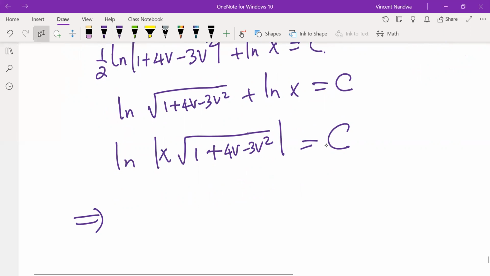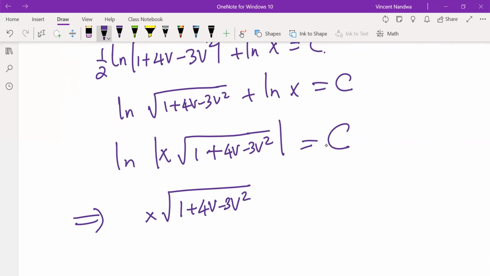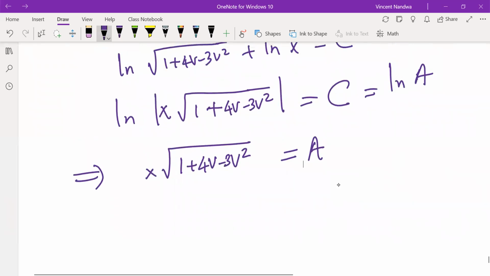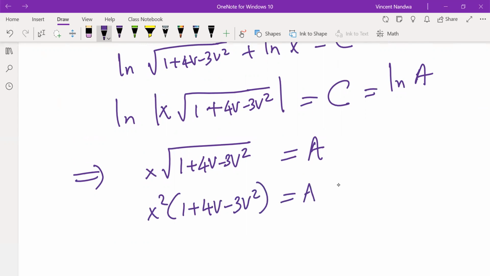Or we can say x times the square root of (1 + 4v - 3v²) equals, actually I can write this as ln of, say, another constant a. So I just say this equals a. So that we can square and have x² (1 + 4v - 3v²) equals a².